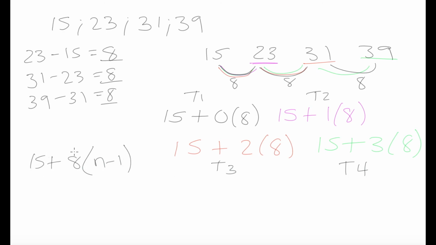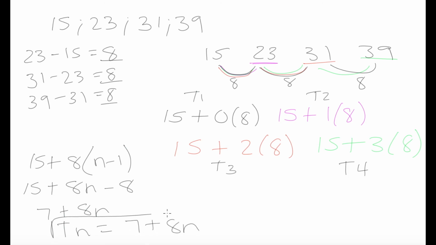And if we want to find an even more simplified version of that, we can expand that out. 15 plus 8n minus 8. 15 minus 8 is going to be equal to 7 plus our 8n. So Tn is equal to 7 plus 8n. And that is our general formula for this sequence.